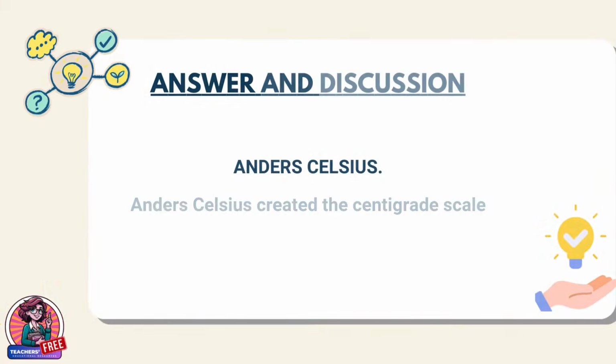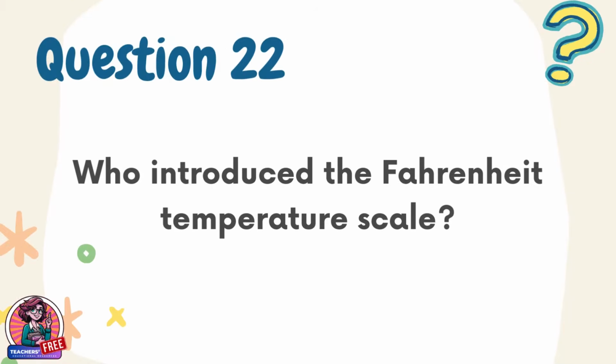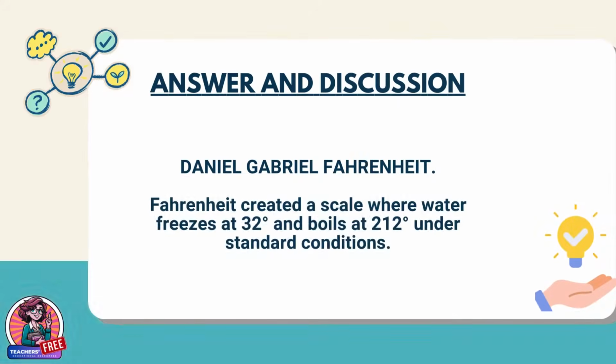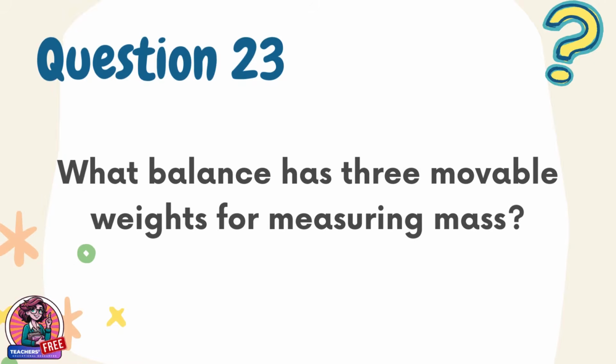Question 21. Who invented the Celsius temperature scale? Answer: Anders Celsius. Anders Celsius created the centigrade scale where water freezes at 0 degrees and boils at 100 degrees. Question 22. Who introduced the Fahrenheit temperature scale? Answer: Daniel Gabriel Fahrenheit. Fahrenheit created a scale where water freezes at 32 degrees and boils at 212 degrees under standard conditions.